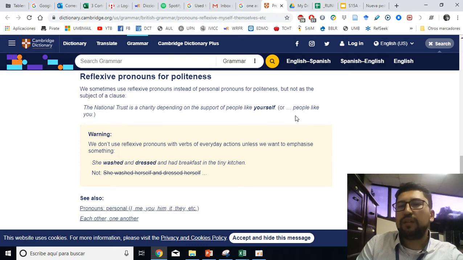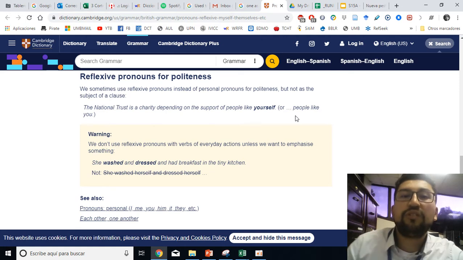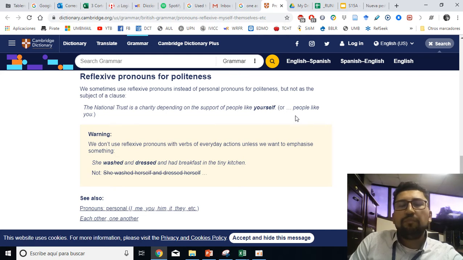When you want to be polite, it can also be offensive, depending on the way you use it. Because, for example, if you refer to a black person like that, it could be very, very difficult. For example, you want to say, people like yourself shouldn't be here, right? But you don't refer to the color of the person, but it can be interpreted as that, right? So you have to be very careful on how to use that reflexive pronoun for politeness.